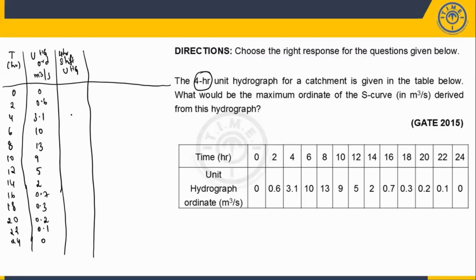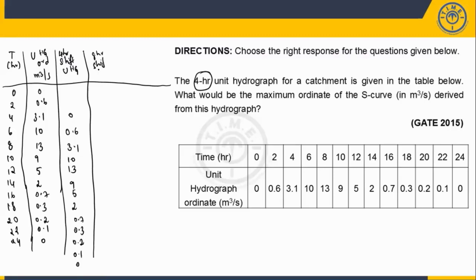Now where will I be getting 0 opposite to? Opposite to 4, 0. Next, 0.6, 3.1, 10, 13, 9, 5, 2, 0.7, 0.3, 0.2, 0.1, 0. What is the next shift? Tell me. 8. Very good.